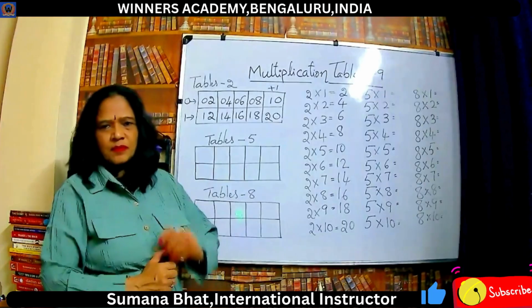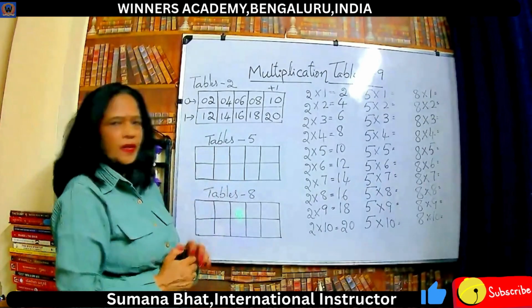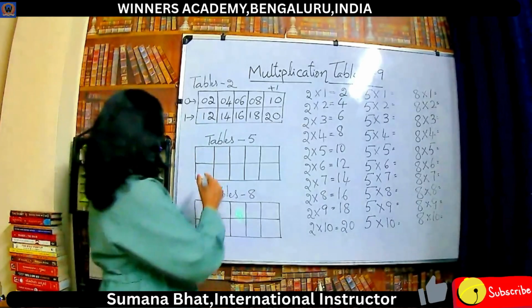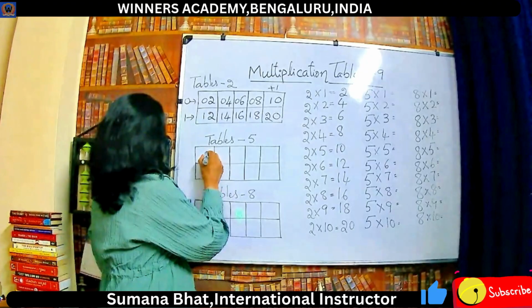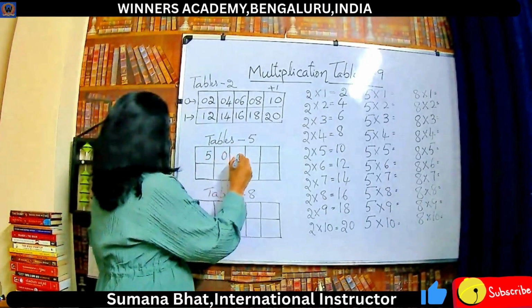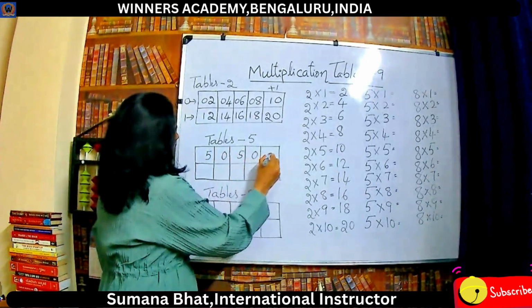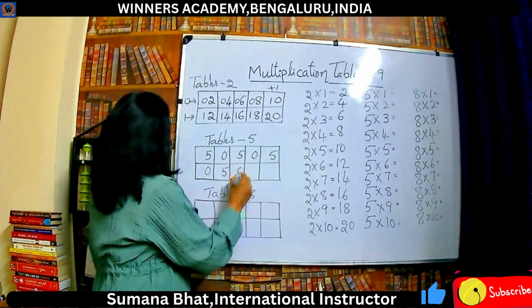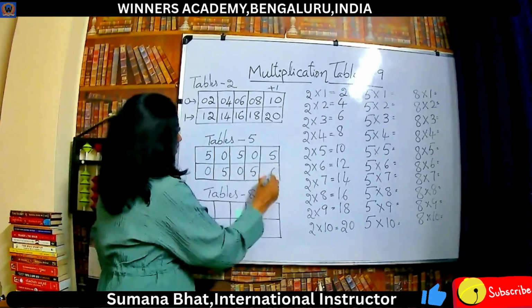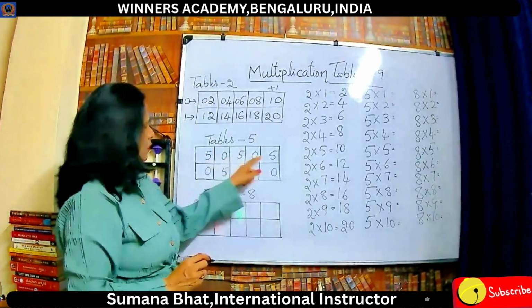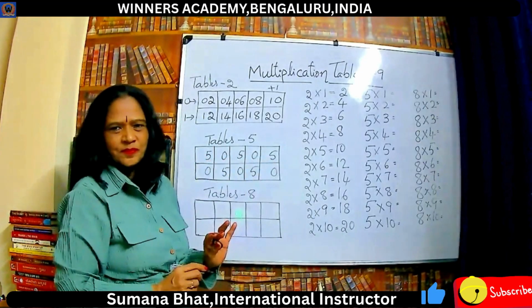Now let us write for 5. How to write the table of 5? This is also a very beautiful trick. See here, start with 5. Okay, write 5, 0, 5, 0, 5, 0, 5, 0, 5, 0. Okay, write 5, 0, 5, 0, 5, 0, 5, 0.